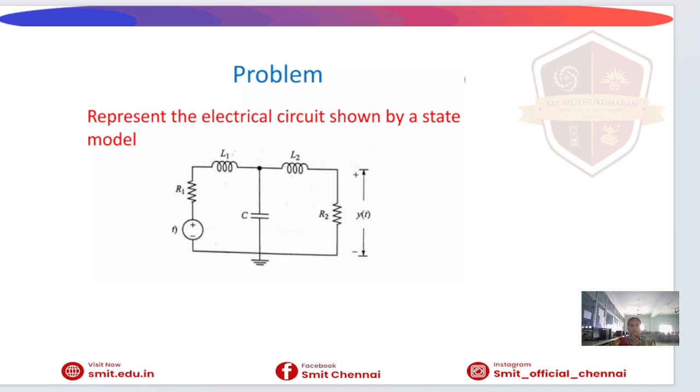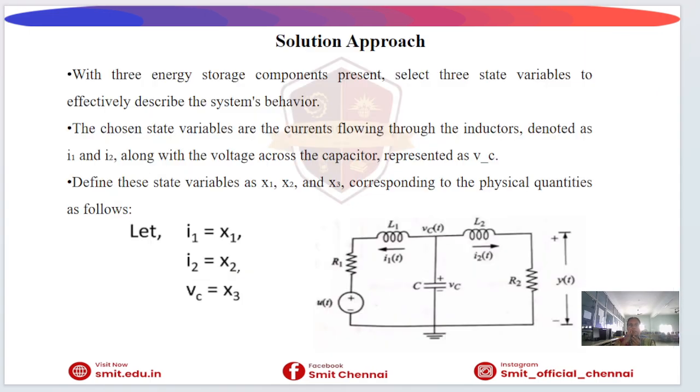Three-state system example. The circuit contains two inductors and one capacitor. Therefore, three state variables are required to represent the system completely. The solution approach: the selected state variables are current through inductor 1, represented by I1, current through inductor 2, represented by I2, and capacitor voltage VC. These variables are then used to formulate the state equations.